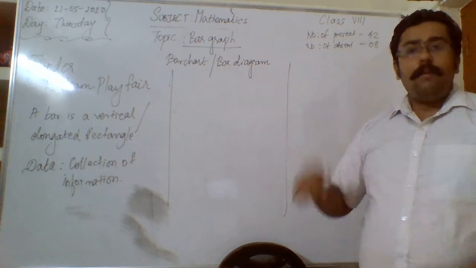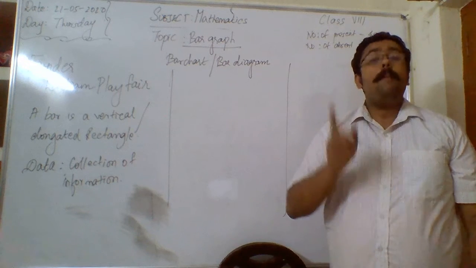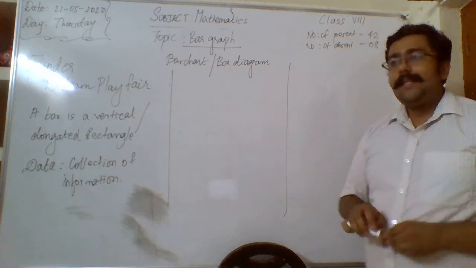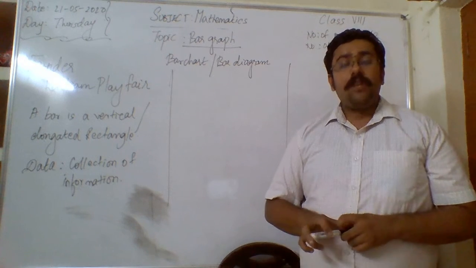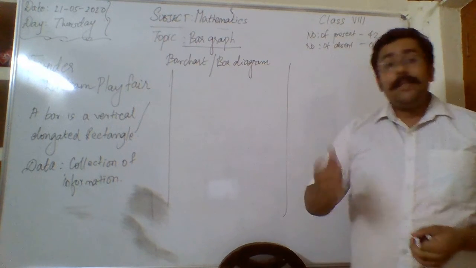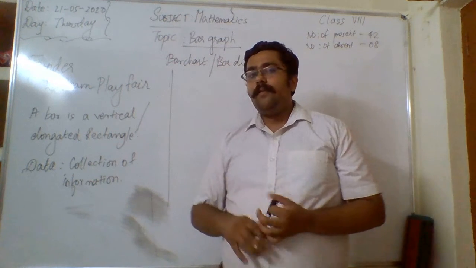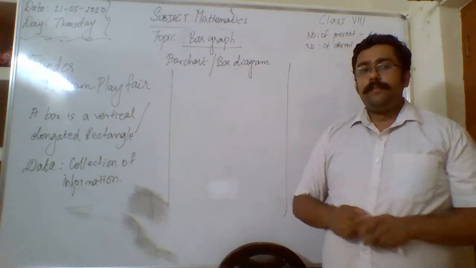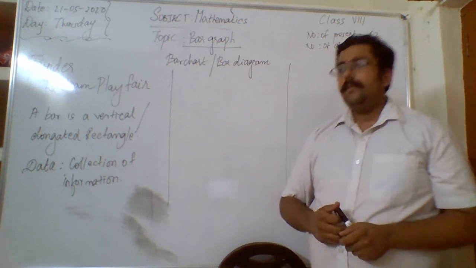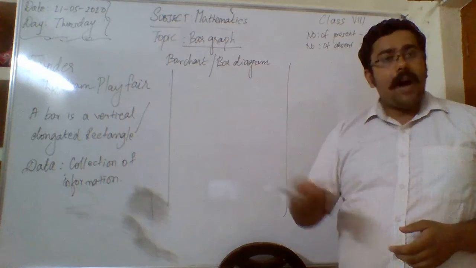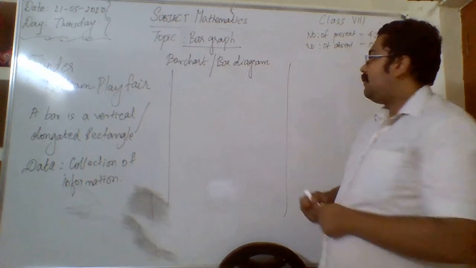So now I'm going to define what we mean by bar chart or bar graph. A bar graph is a graphical representation of data using bars of different height. So, can anyone repeat what is a bar graph? Santosh. A bar graph is a graphical representation of data using bars of different height. Very good.